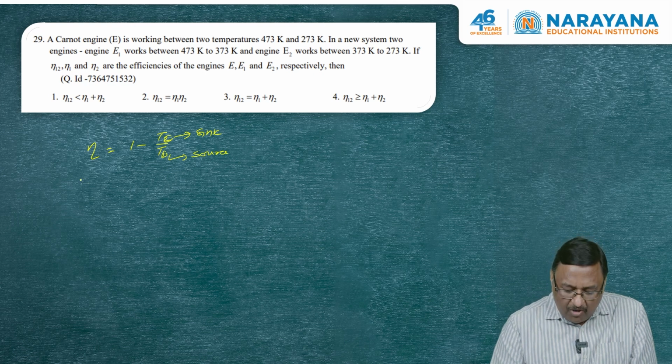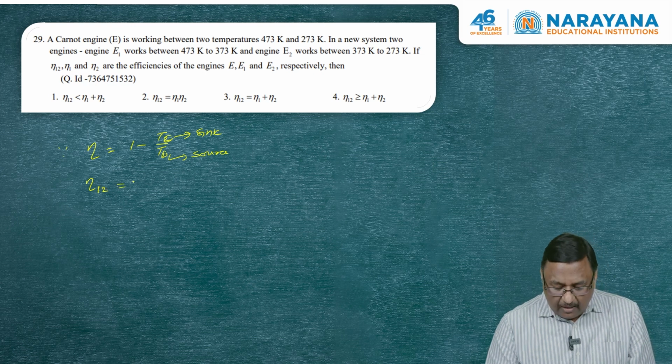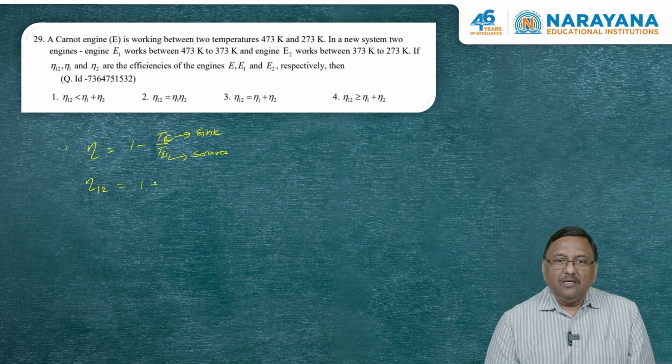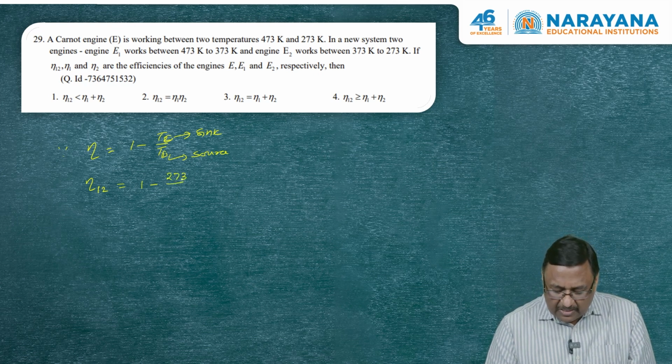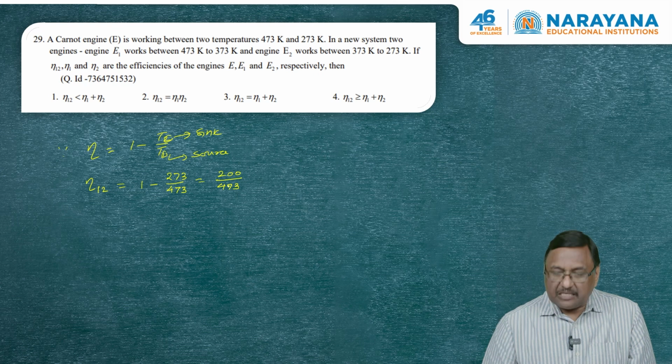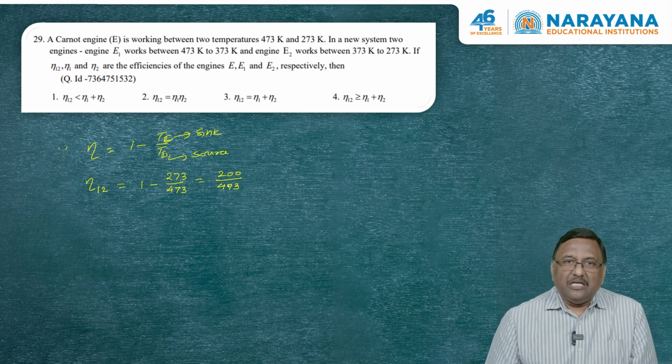That means if I write what is my efficiency of the engine E, this is denoted by eta. So if I write eta, it is going to be 1 minus the temperature given over here is 473 and 273. That means my temperature of sink is going to be 273 divided by 473. If I simplify, this is going to give you something 200 divided by 473. I hope this is very easy for you to understand what is my efficiency of the engine E.